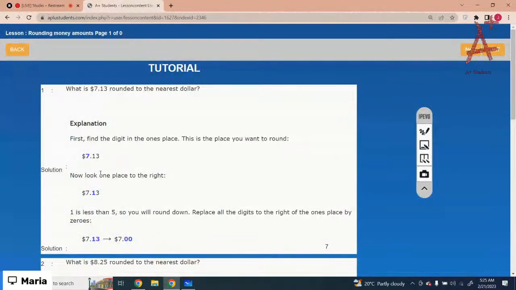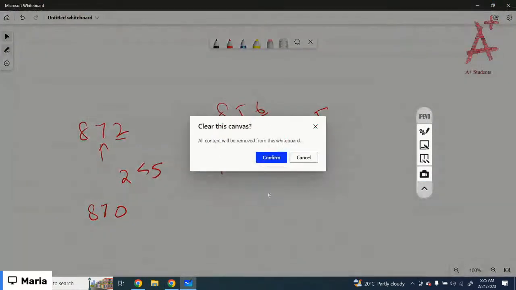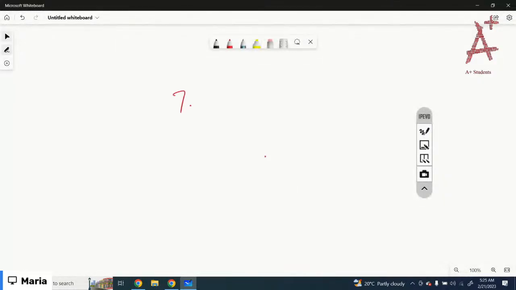Okay, the first one is, what is 7.13 rounded to the nearest dollar? You have to round off the number to the nearest dollar. Basically, the concept is you have to remove the decimal point from here. Got it? It is 7.13. So just look at the first digit right after the decimal point. The first digit is 1.